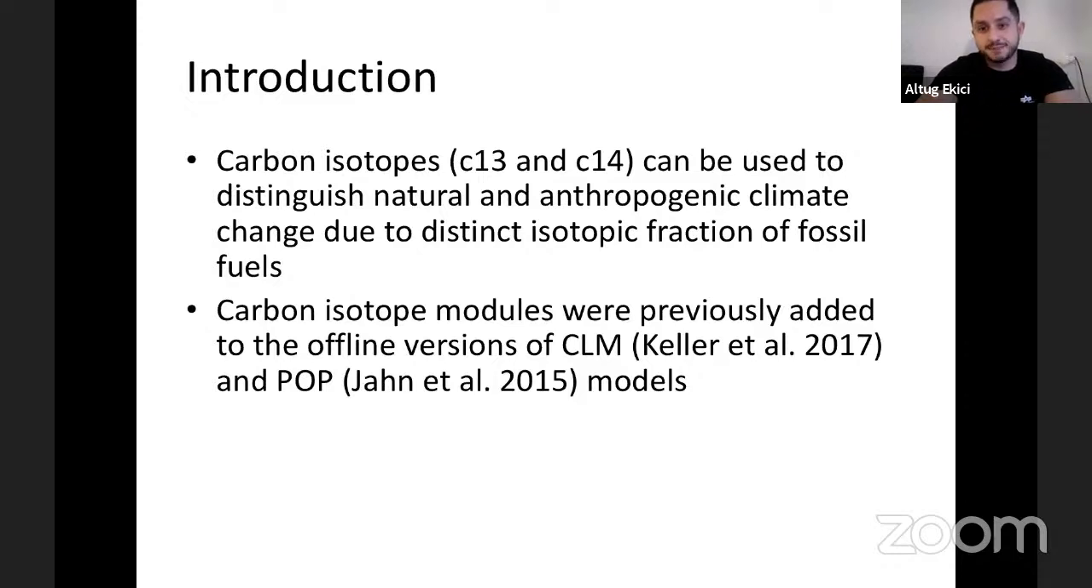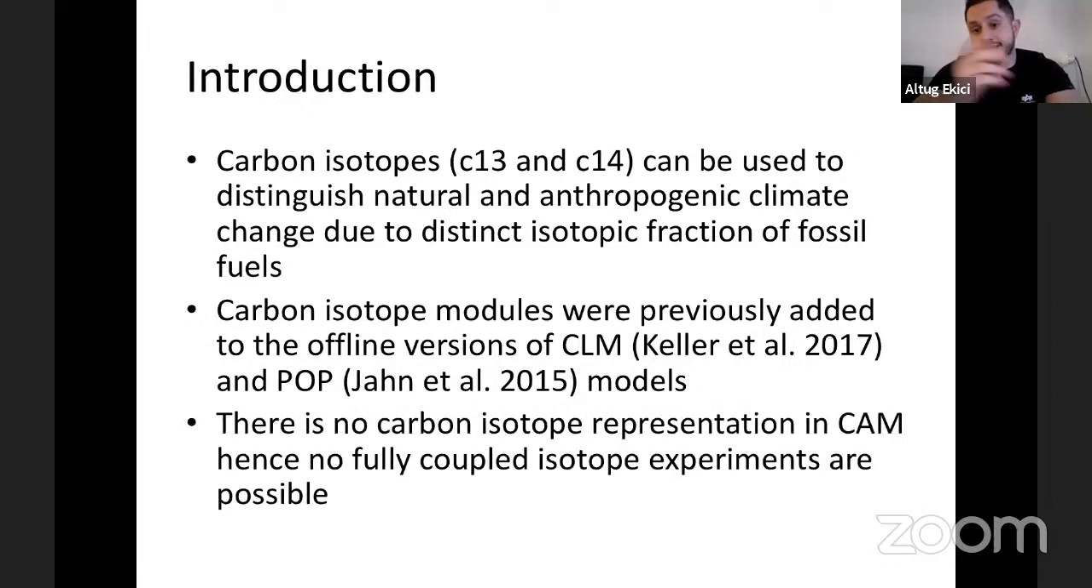Historically, isotope development has been long on the agenda for CESM, and recently there were some developments for CLM and POP. Isotopic information is now possible in CLM and POP, and actually CLM was developed at the University of Bern in 2017, and Alexandra did the POP version. The problem here is that there were no isotopes in CHEM, so no fully coupled isotope experiments are possible.